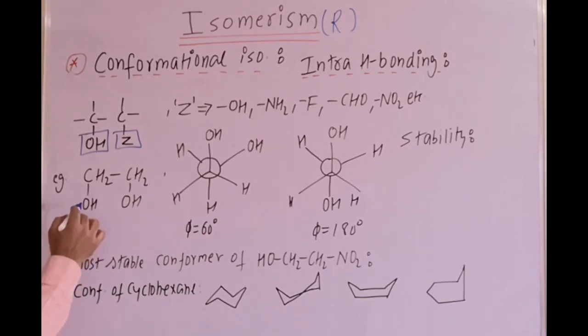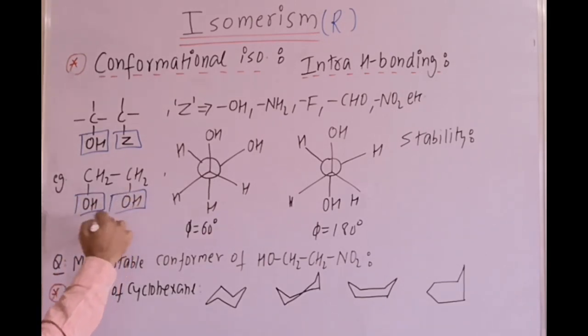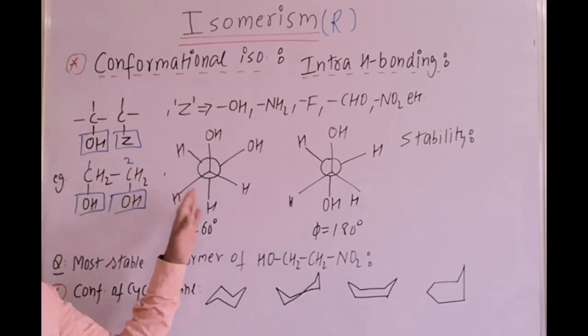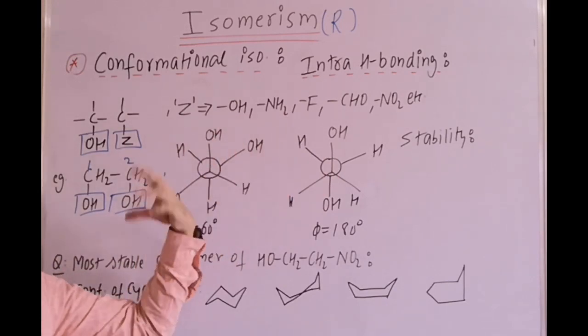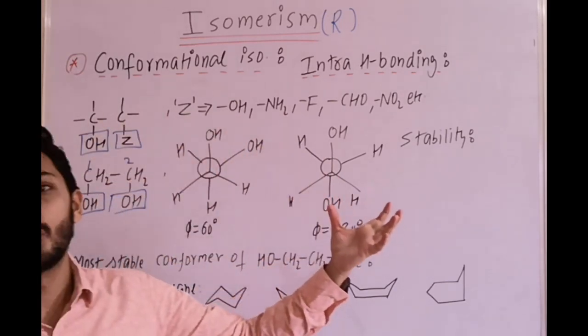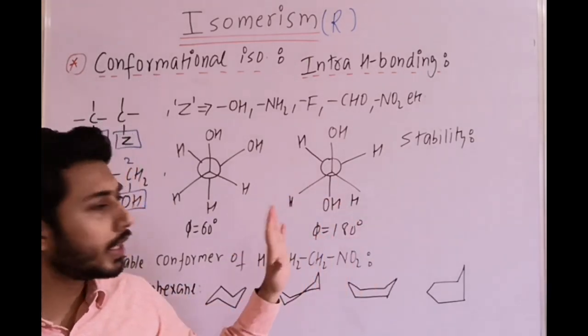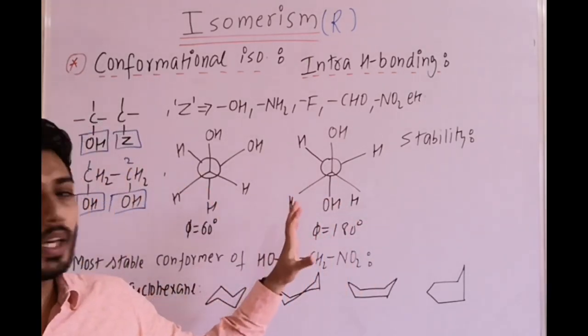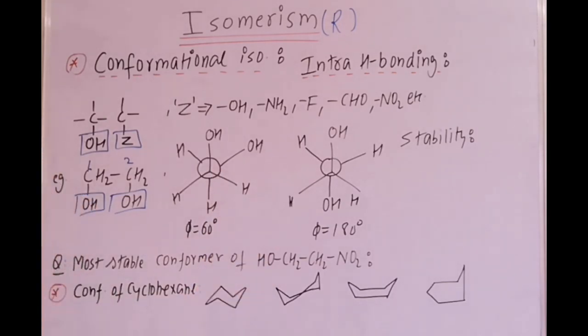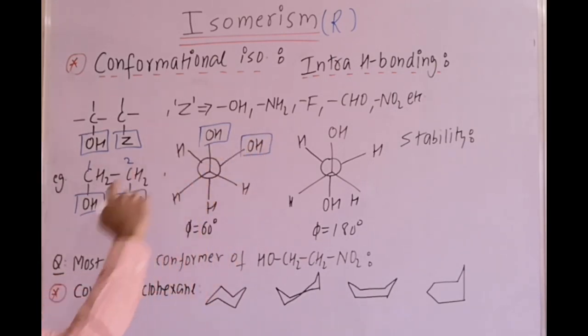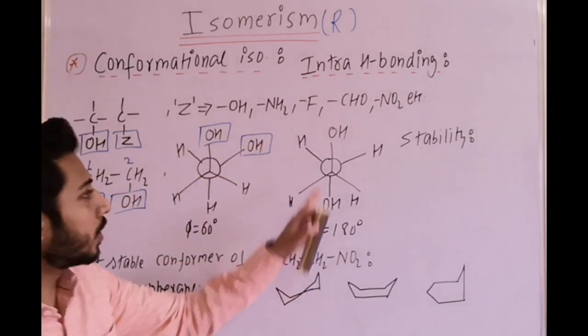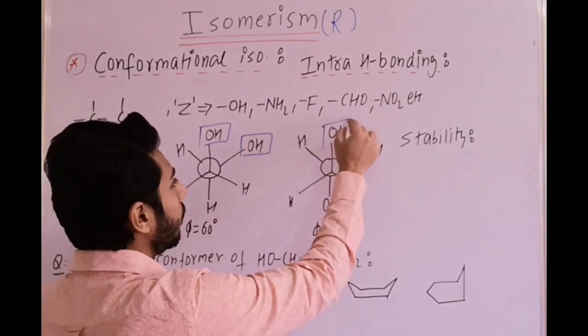Now here, if we take both OH, carbon 1, carbon 2, we can write several possibilities of staggered form and eclipsed forms, like 0 degree, 120, then 240 and then 360. But I am not writing these forms right now. I am only writing the staggered forms. One form which is 60 degree and OH groups, which are here. This is in staggered, it is gauche form. In staggered, it is anti form.